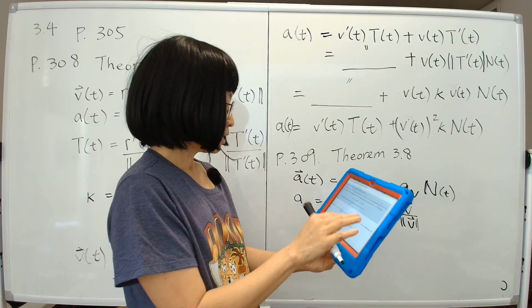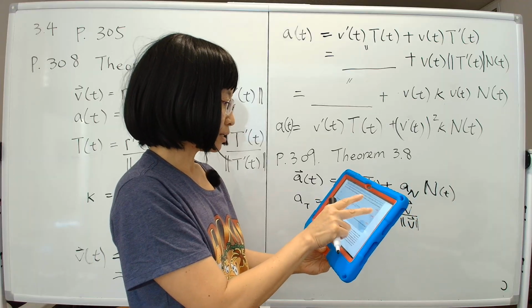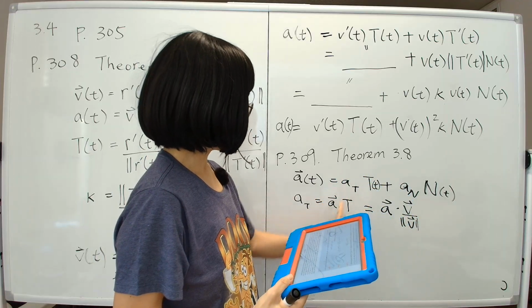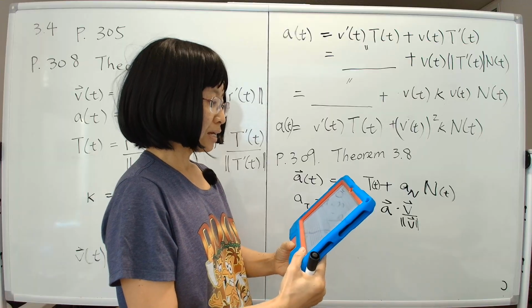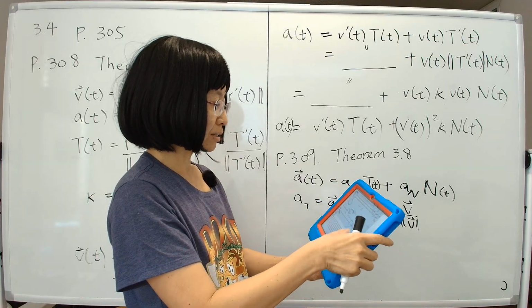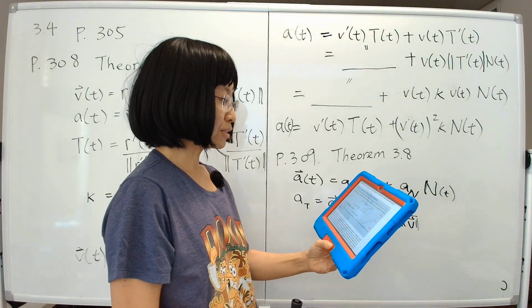All right, so that's the a_T part. And then next, a_N is equal to the cross product.